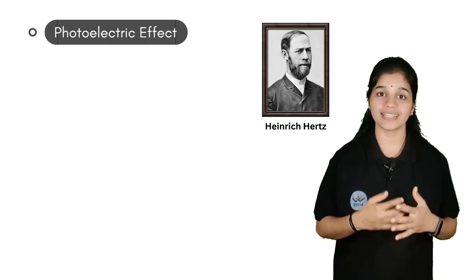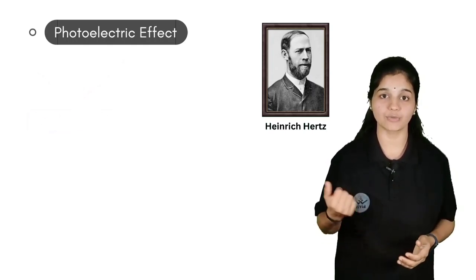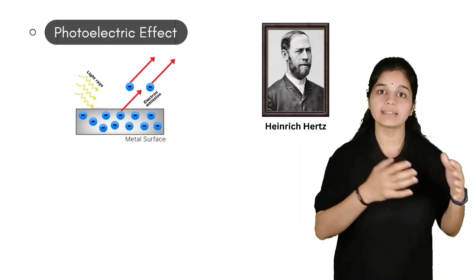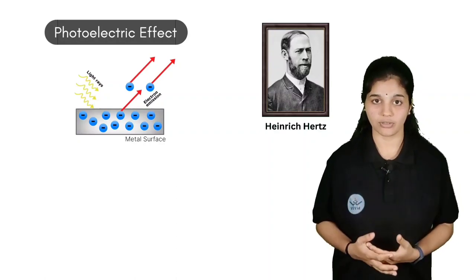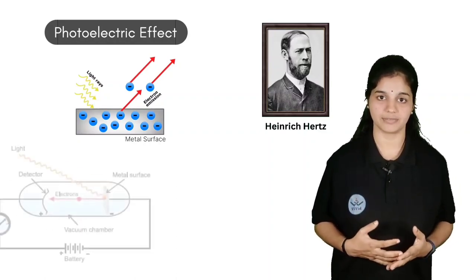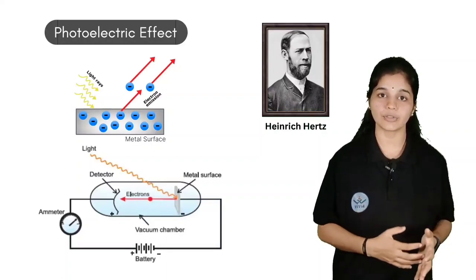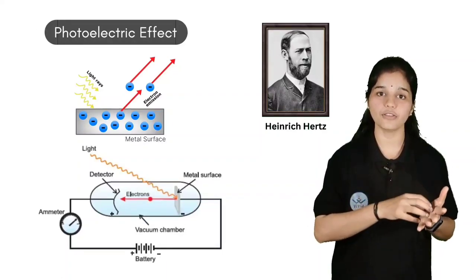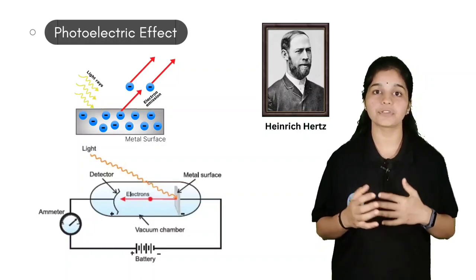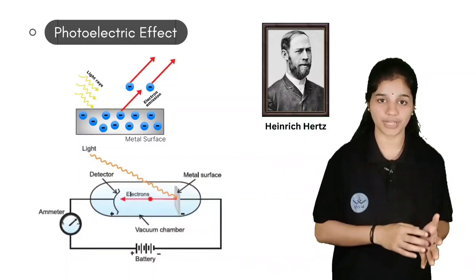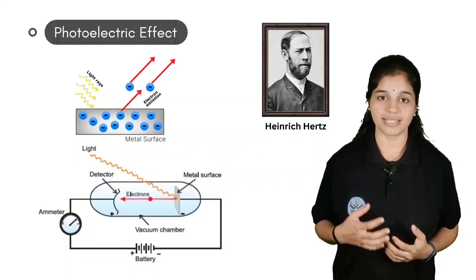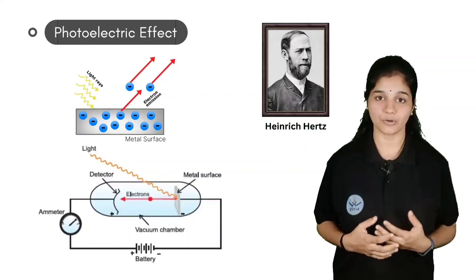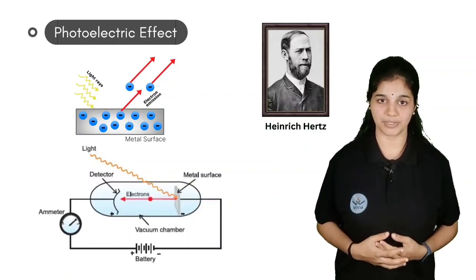In the year 1887, Hertz observed that electrons are ejected from the surface of metals like sodium, potassium, rubidium when certain radiation is incident on them. The phenomenon of ejection of electrons is known as the photoelectric effect. He observed that these electrons are ejected as soon as the light falls on the surface of the metal, with no time gap between the incidence of radiation and the ejection of the electrons. The number of electrons ejected depends on the intensity of the light radiation that is used in the experiment.